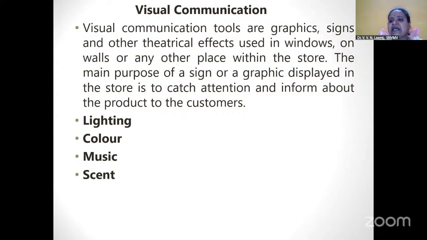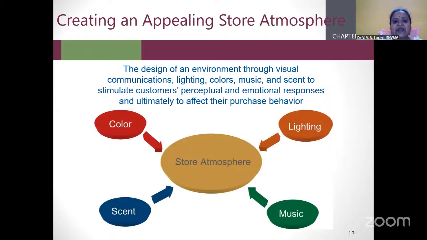Visual communication, as I have just said, includes the use of communication tools like graphics, signs, and other theatrical effects to give a very relaxed environment to the customers in the store, and also to create a positive environment for the customer for purchase. So it includes lighting, color combinations, music, and scent. This is the combination that can be used by the stores, and we call them store atmospherics.